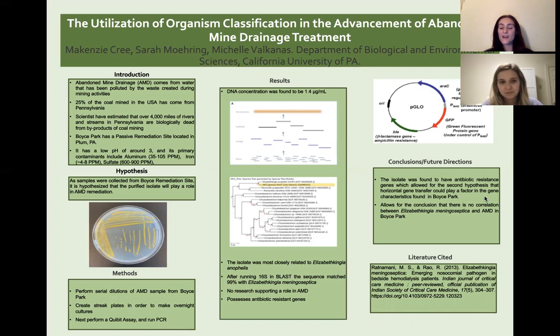Scientists have estimated that over 4,000 miles of rivers and streams in Pennsylvania are considered biologically dead from the byproducts of coal mining. Boyce Park has a passive remediation site located in Plum, PA. This is where we extracted our acid mine drainage samples in order to be tested. It has a low pH of around 3, and its primary contaminants include things like aluminum, iron, and sulfate.